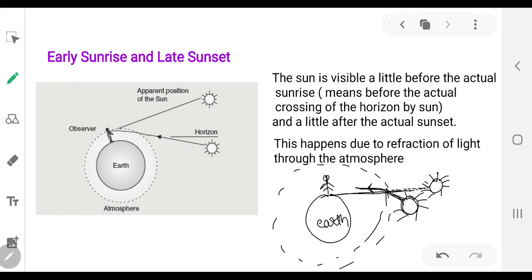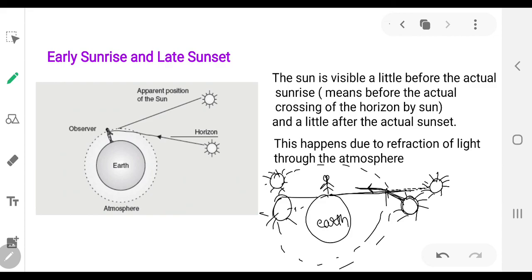And also we can see the sun a little after the actual sunset. Already the sun has set, already the sun has crossed the horizon, but still we are able to see the sun. This also happens due to the refraction. So these are some consequences of refraction.